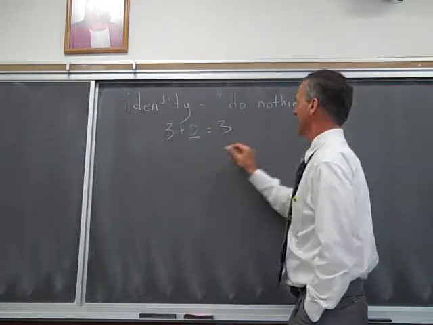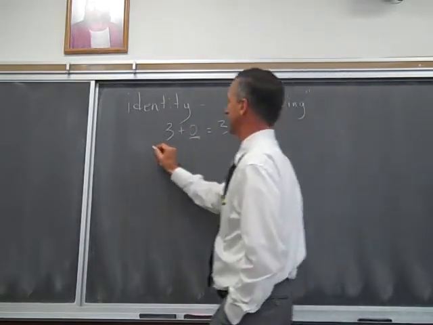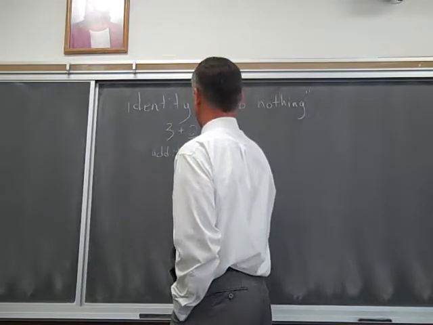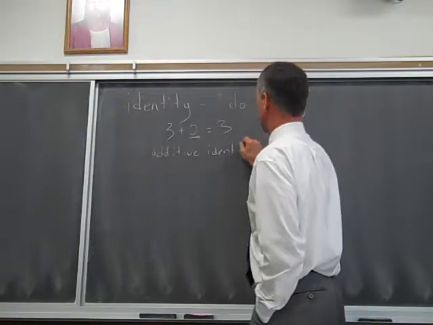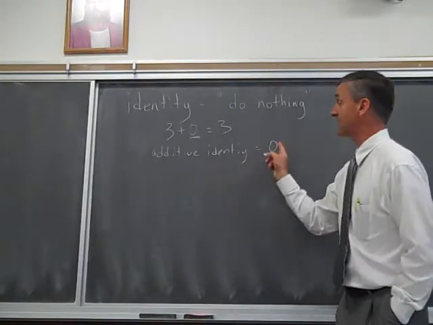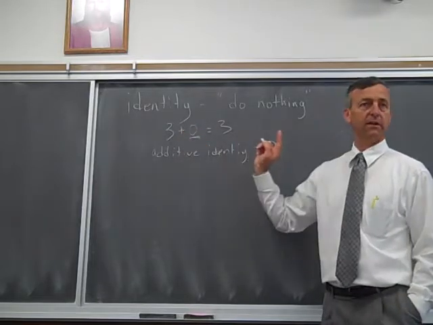0. So, the additive identity is equal to 0. Because when I add 0 to any number, it does nothing. Does that make sense?